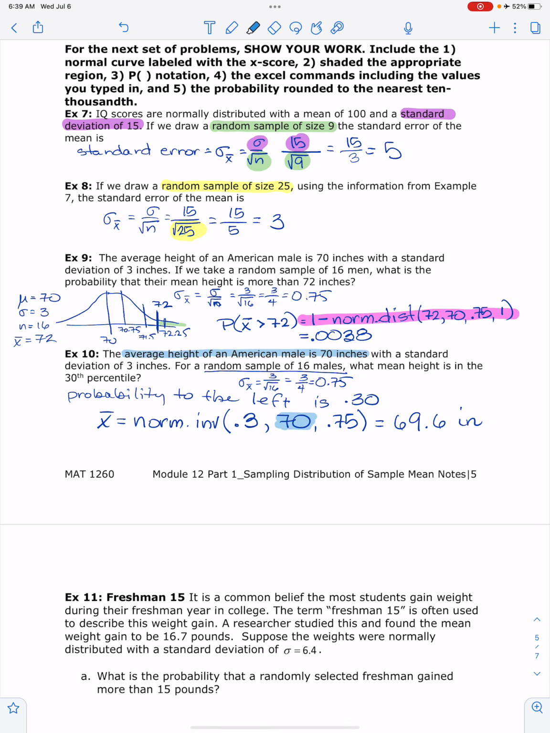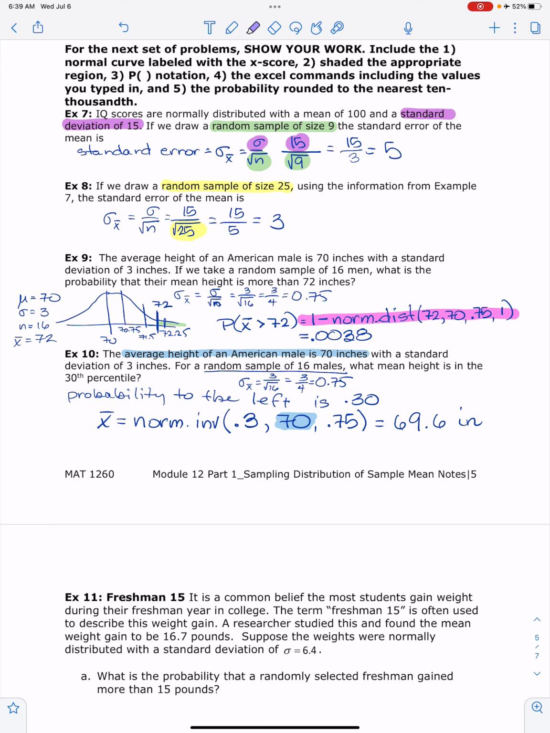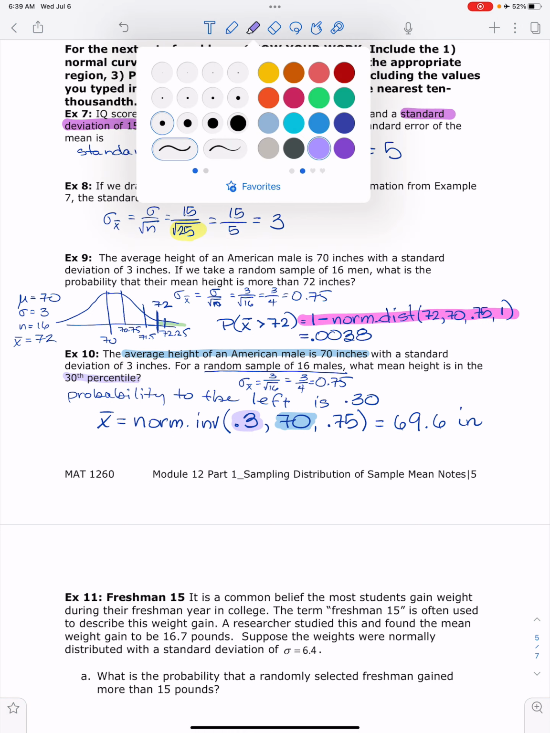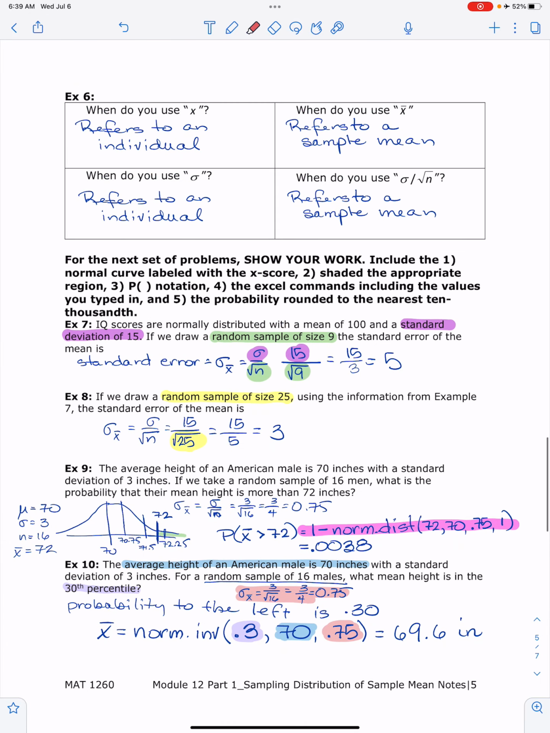There's the average height of the American male. We are looking for the 30th percentile. And we've got a random sample of size 16, with a standard deviation of 3. So our standard error we figured right here. And there's everything.